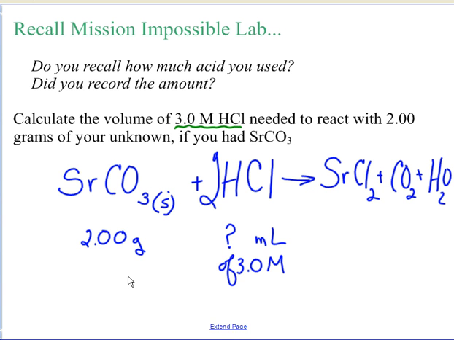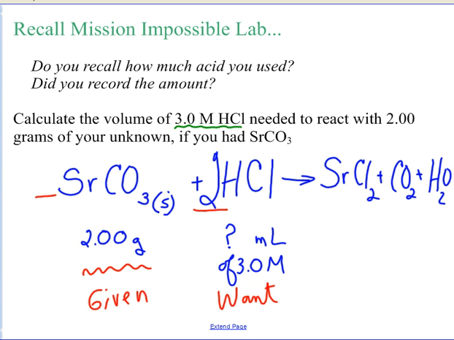Now, if we think about the path that we're going to follow, we're beginning in the same place as we did when we did stoichiometry problems earlier. We're beginning with the mass of the strontium carbonate. So this is our given, and the volume of acid is what we want to calculate. How much acid would we need to react all of it? Well, it depended on which unknown you had. Some of you needed to add more hydrochloric acid than others, and the reason for that has to do with the stoichiometric mole ratio between your unknown carbonate and the hydrochloric acid.